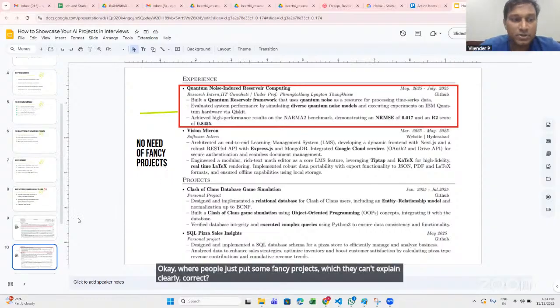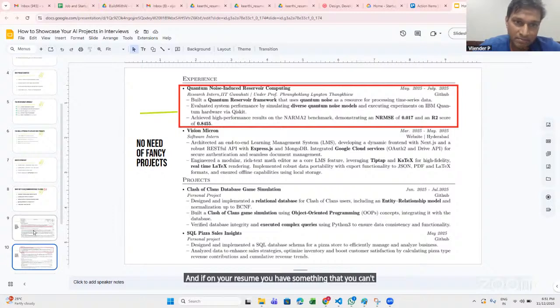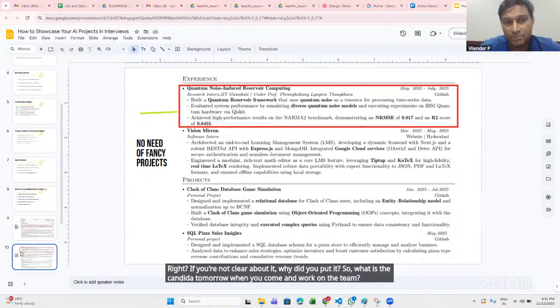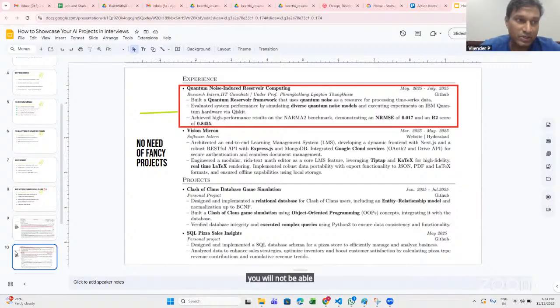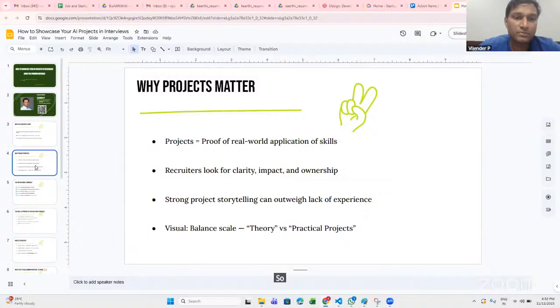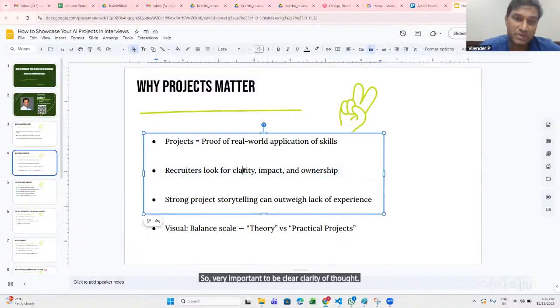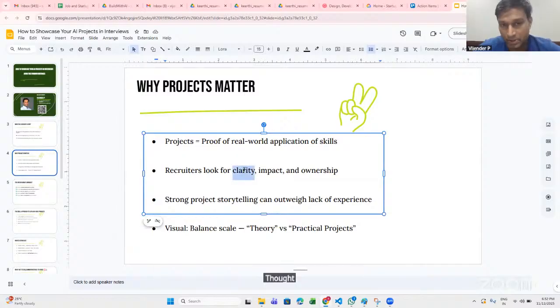And if on your resume you have something that you can't explain clearly, then it's a red flag for me, because why did you put it in the first place? If you're not clear about it, why did you put it? So what is the candidate tomorrow when you come and work on the team? You will not be able to clearly explain what you are trying to do. So it's very important to be clear: clarity of thought, and clarity of how you explain your thought process, is important.